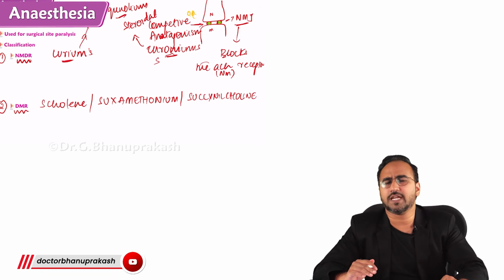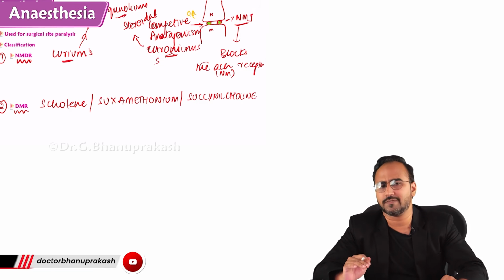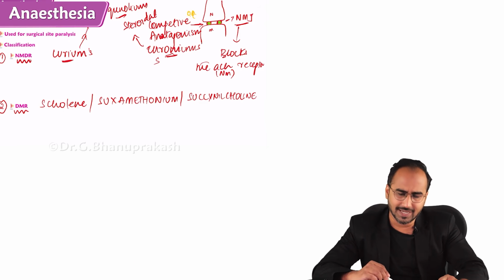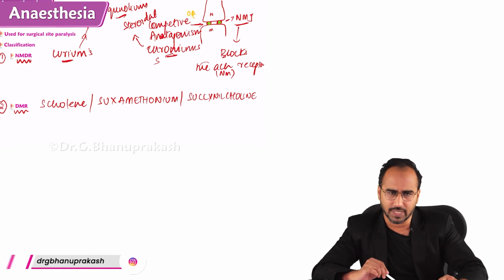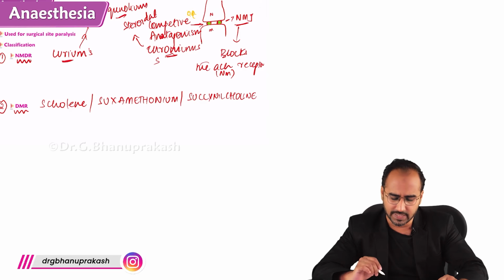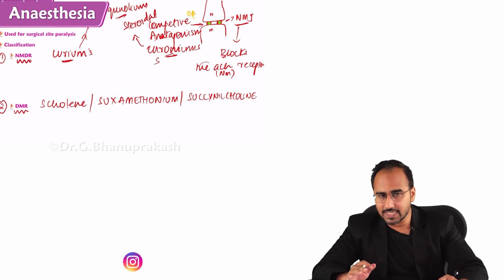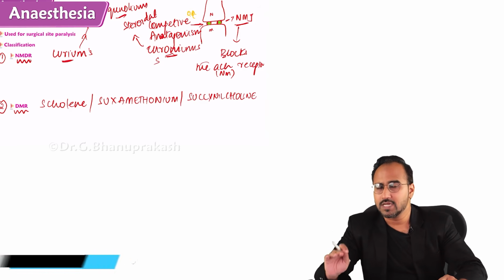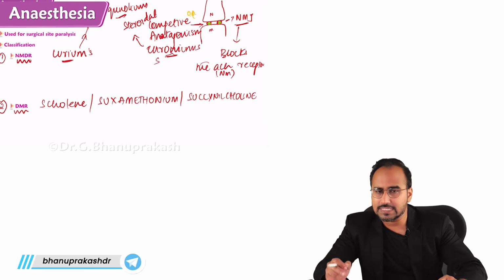Anyways, we are talking about the classification. They are classified into non-depolarizing and depolarizing. Non-depolarizing is classified into curiums and curoniums. Curiums are benzylquinoliums, whereas curoniums are steroidal muscle relaxants. Now guys, whenever you give this muscle relaxant, the patient's muscles will relax, and when you go into the reversal phase, we give a reversal agent against the muscle relaxant.